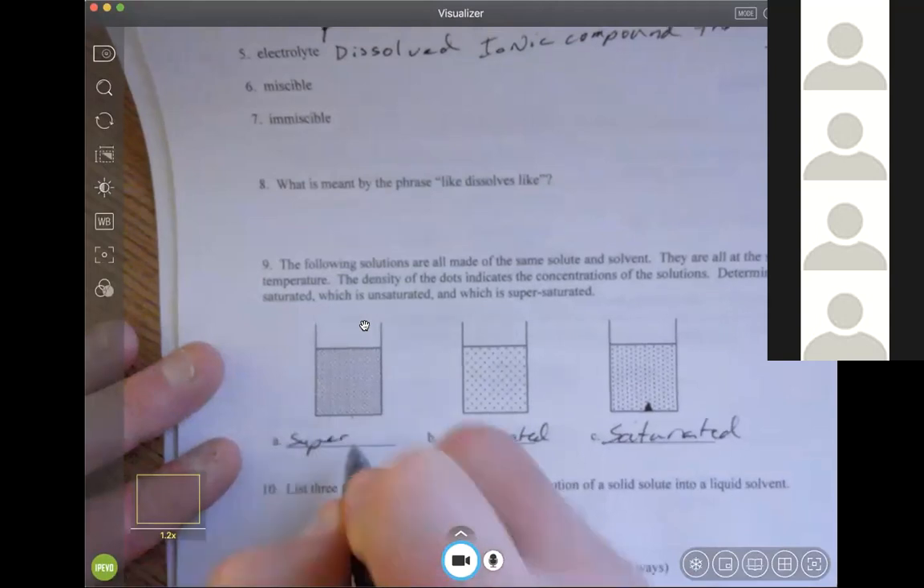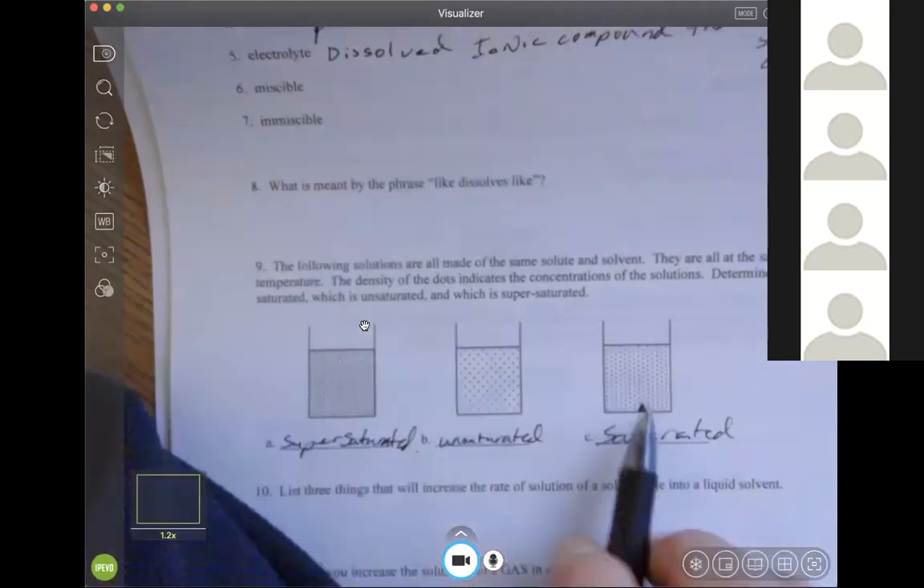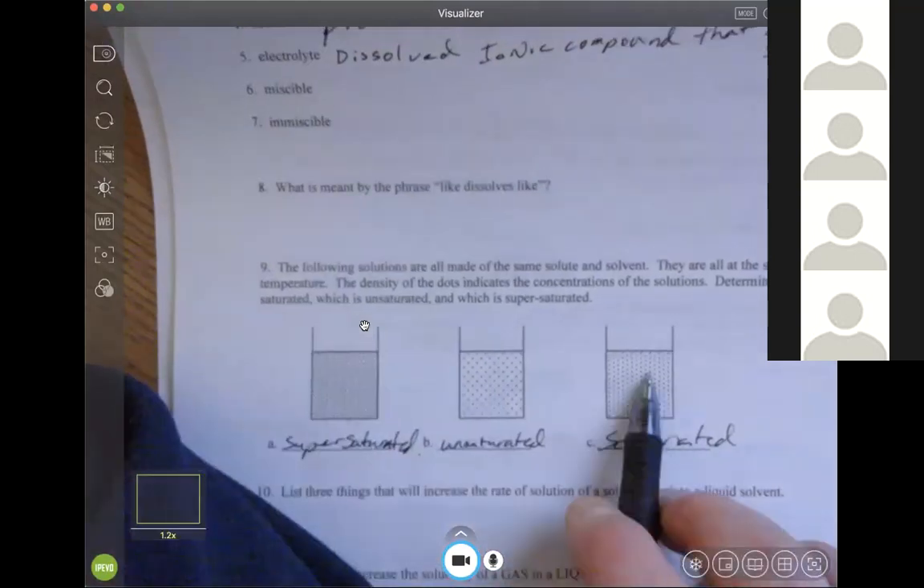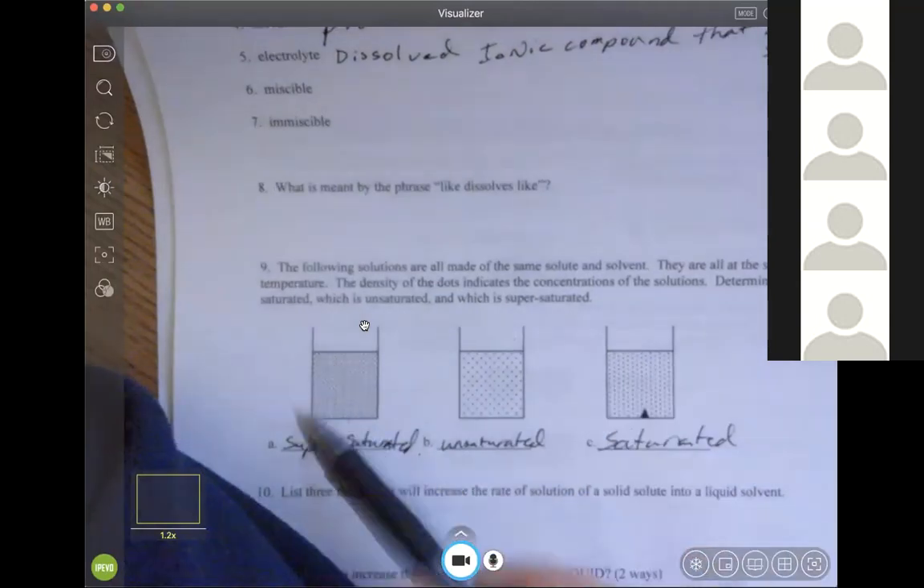And that is a very special case. They've heated that up to get all of that to dissolve somehow, and then they've cooled it back down so that it's holding more in solution than should be theoretically possible.